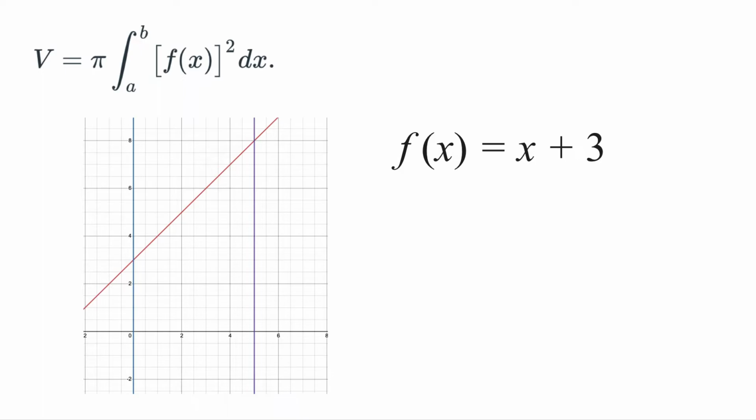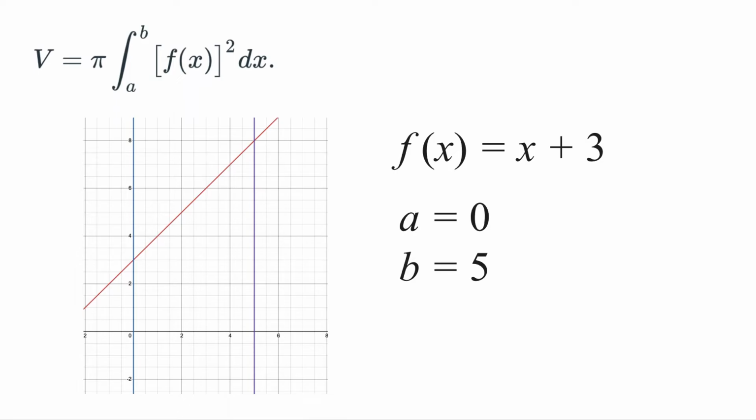First, we will find f of x. F of x is going to be the curve that we are rotating around the x-axis. Therefore, just by looking at this graph, we can see that f of x is x plus 3.